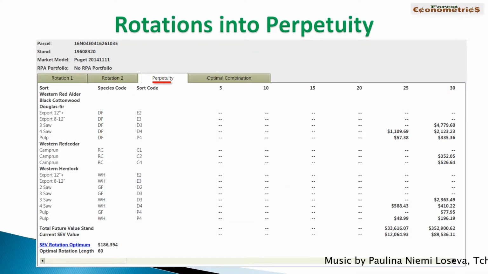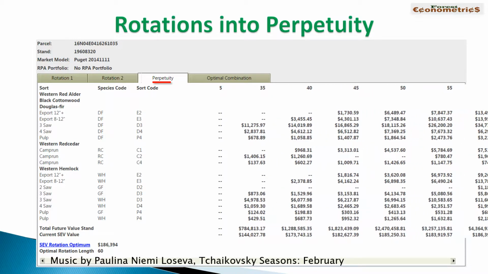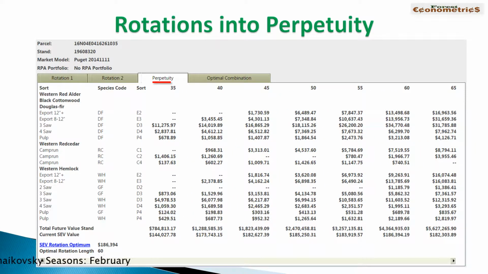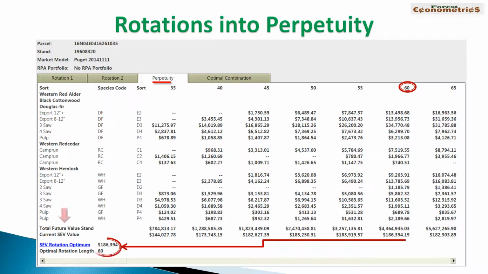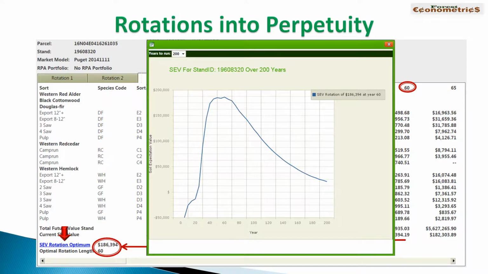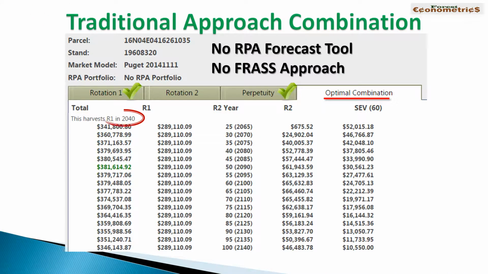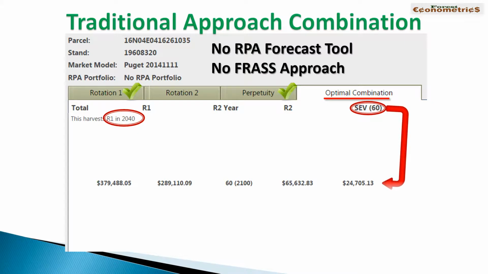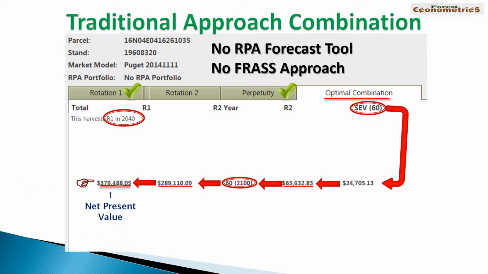The traditional asset valuation approach considers subsequent timber rotations in a series known as the soil expectation value to determine repeated rotation cycles into perpetuity. FRASS does calculations through the perpetuity screen, generating a 60-year rotation schedule as financially optimal for this timber stand. We are looking at a single rotation solution in 2040 for rotation 1. Rotation timing of 60 years into perpetuity sets the duration for rotation 2. When all values are combined, the net present value of $379,488 is identified for this timber stand. That is how setting harvest timing and calculating asset value are conducted using the traditional approach.